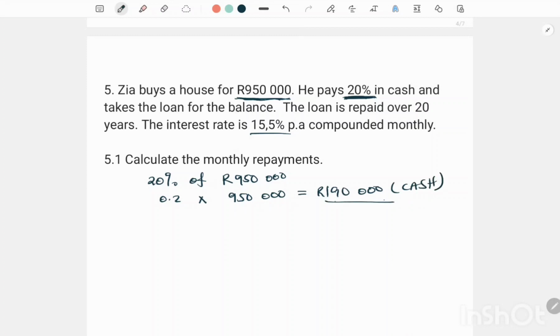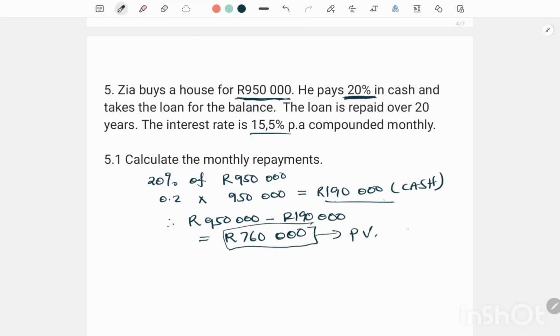So we want to know the balance for the loan. So it's going to be 950,000 minus the 190,000. Then it means the present value, the loan that he has to repay over 20 years in monthly installments, is going to be 760,000. This is the present value. Then the interest is 15.5 over 1.2.